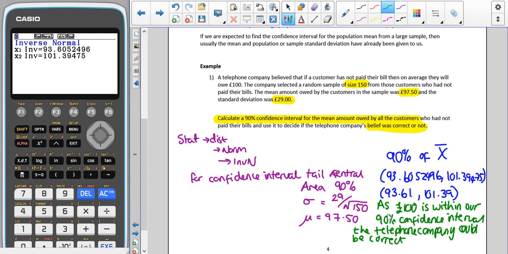Now, the reason why it's only that they could be correct, not that they definitely are correct, is because there's also values that are less than 100. And in fact, 100 is more towards the top end of our 90% confidence interval than it is towards the bottom end of our 90% confidence interval. So the actual mean could be somewhere about 94 or 95, which is quite a bit less than 100. So we can only say that it could be correct because it's within our confidence interval.